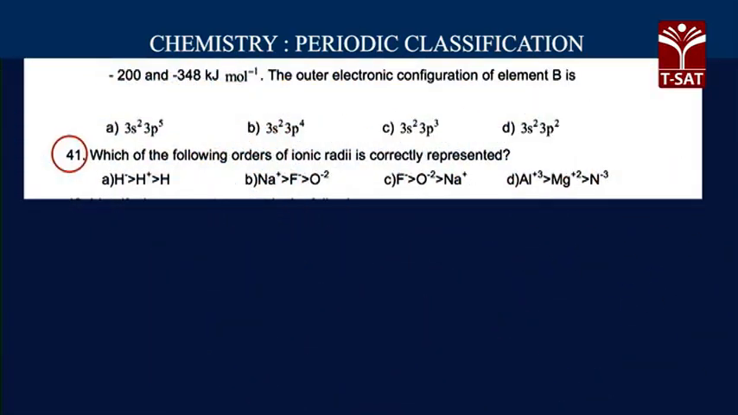Which of the following orders of ionic radii is correctly represented? The given options are: A, H minus greater than H plus greater than H. Second option, Na plus greater than F minus greater than O minus 2. Third option, F minus greater than O minus 2 greater than Na plus. D, Al plus 3 greater than Mg plus 2 greater than N minus 3.